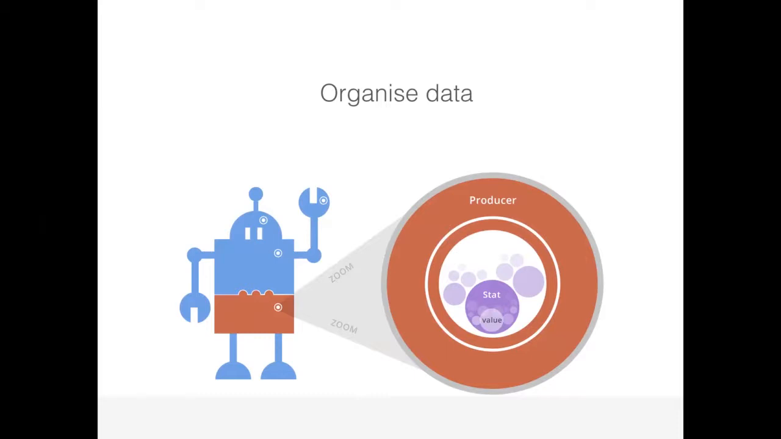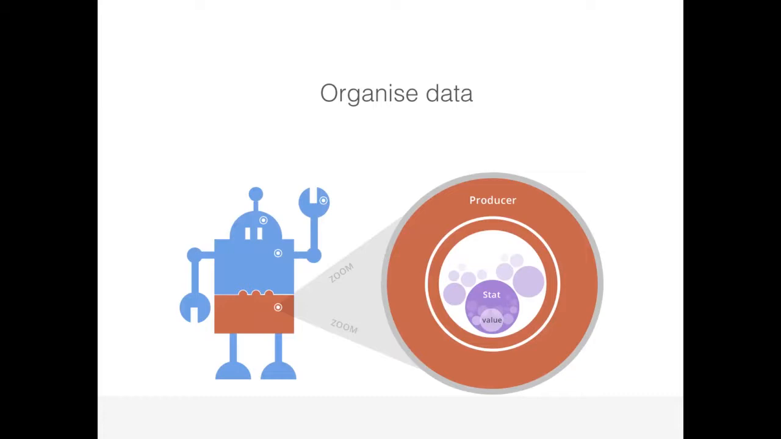So producers can produce different types of data. And this is what we call stats. So for a class, every method would be a stat. For a payment service, every payment method like credit card or direct debit would be a stat. For mail, every mail type would be a different statistic.